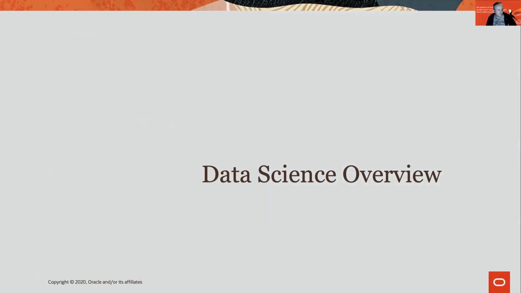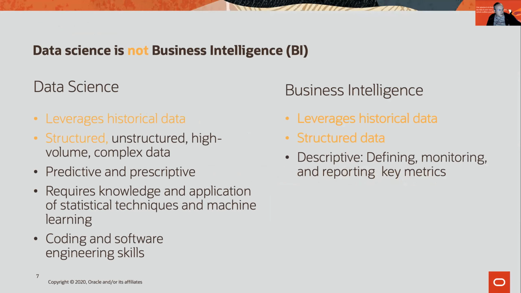Okay, let's start with an overview and basic concepts. First, what is data science compared with business intelligence? They have in common leveraging historical data and structured data. Data science is also used to manage unstructured and high volume complex data. Differently from business intelligence, which is more descriptive, so you try to find key metrics, in data science you are interested in predictive and prescriptive applications.